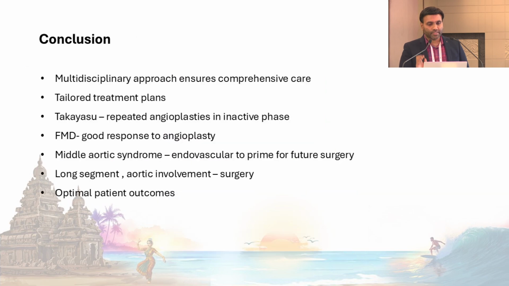So to conclude, you should have a tailored approach. In Takayasu, you have to repeat the angioplasty. In FMD, one angioplasty, and the patient response will be there. In mid-aortic syndrome, it's better to go for surgery. Endovascular is just a prime for surgery. In long-term aortic involvement, you go for surgery. And you need a multidisciplinary team for optimal patient outcomes. Thank you.